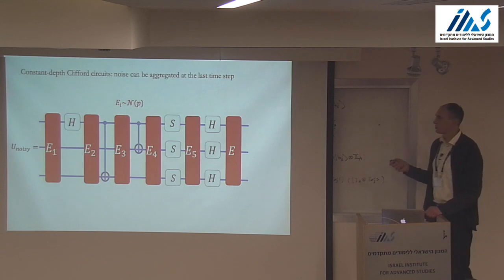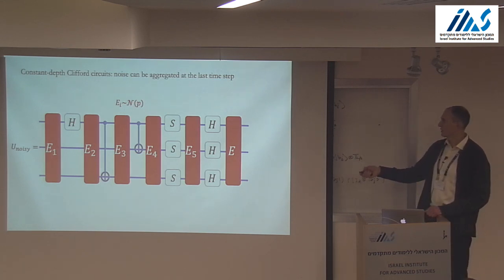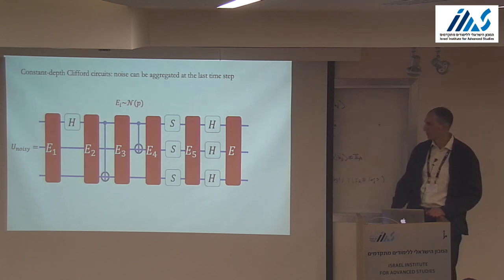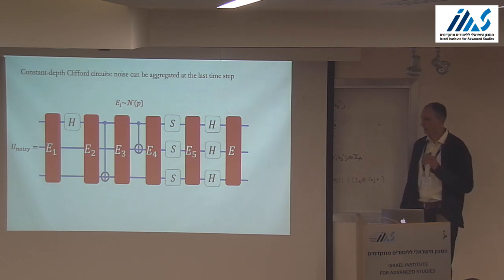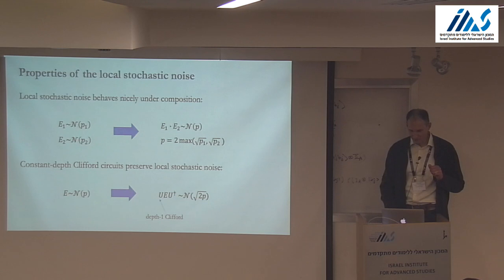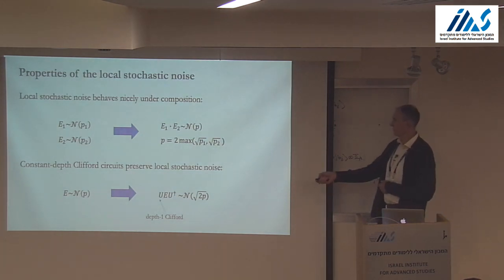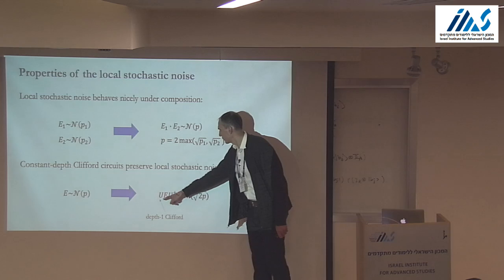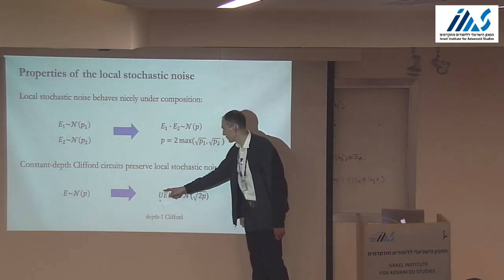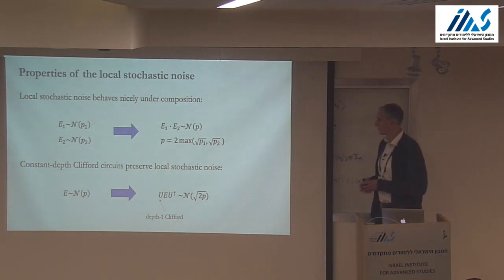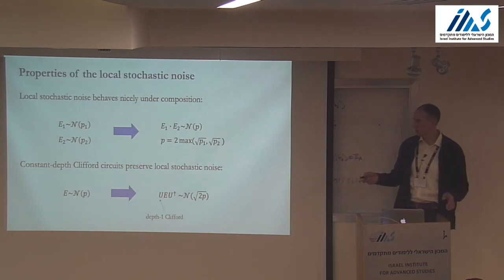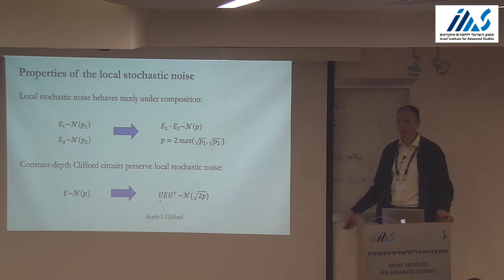And we can use these properties to aggregate all errors at the very last time step. Say we start from error E1, we propagate it through a layer of Clifford gates and merge with error E2. Maybe say what Clifford gates are. Oh, sorry. Yes. So what is special about Clifford gates is that they map Pauli errors to Pauli errors. So if U is a Clifford operator and E is a Pauli error, then this is a Pauli error. And if U can be realized by a constant depth Clifford circuit, then this would be a local stochastic noise.